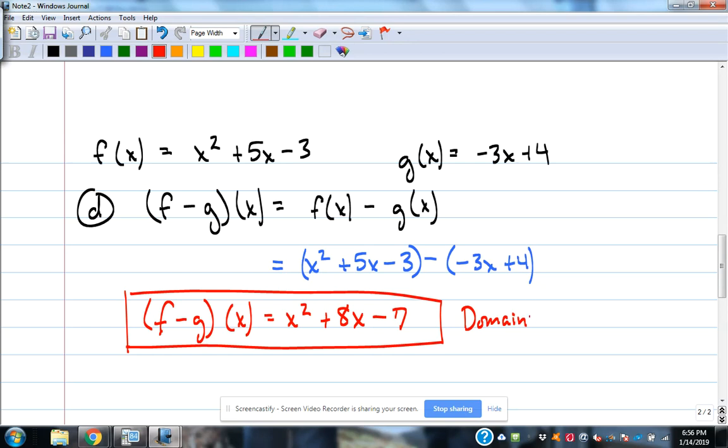The domain of this one, all real numbers again, right? No red flags to do anything with. That's why it's from negative infinity to positive infinity. So function subtraction there, the operation we're doing. Be careful about the sign. That's why the parentheses are helpful. On subtraction, the parentheses really help a lot.